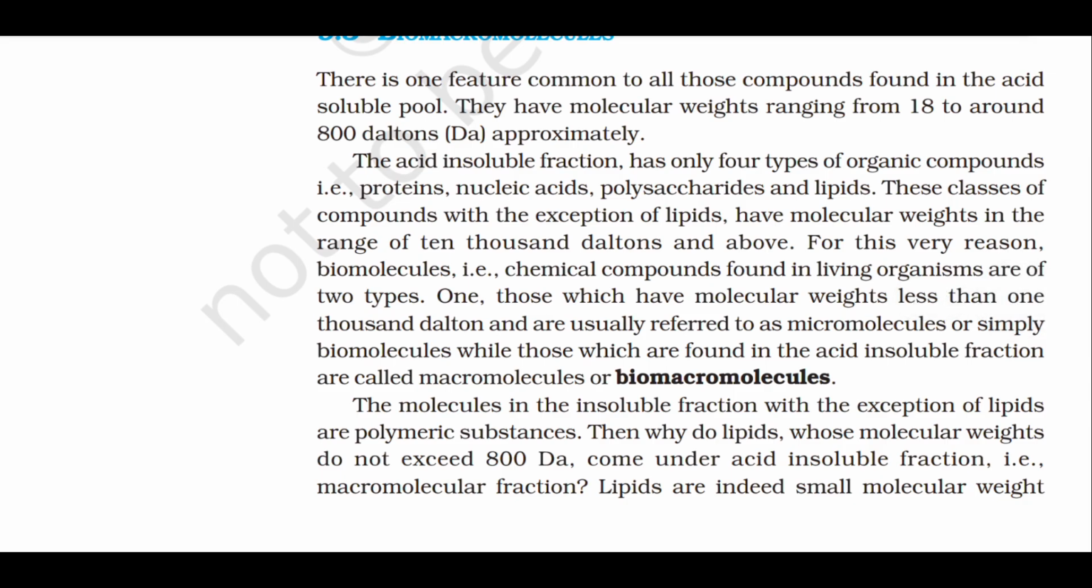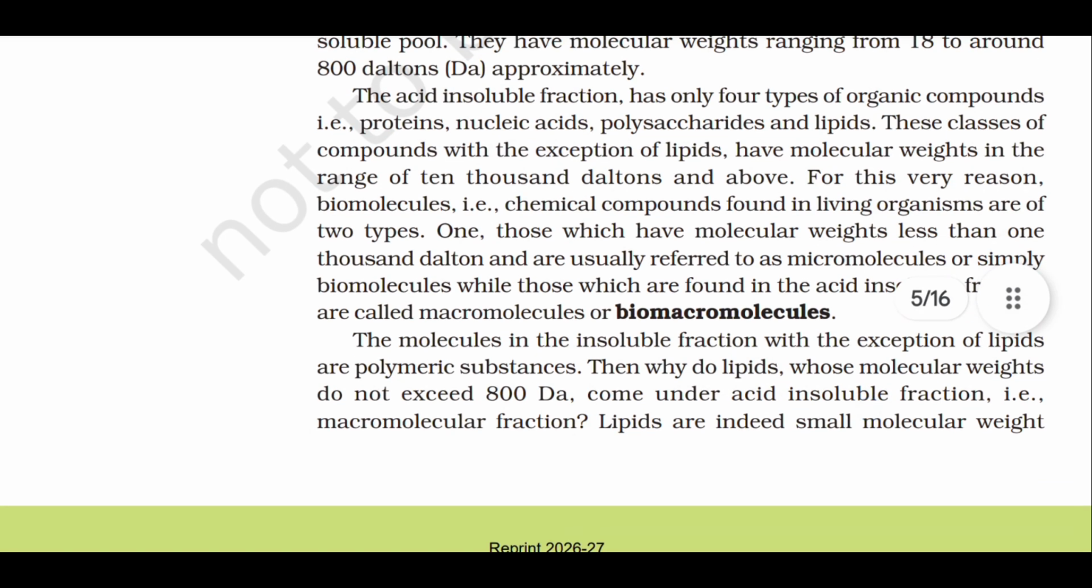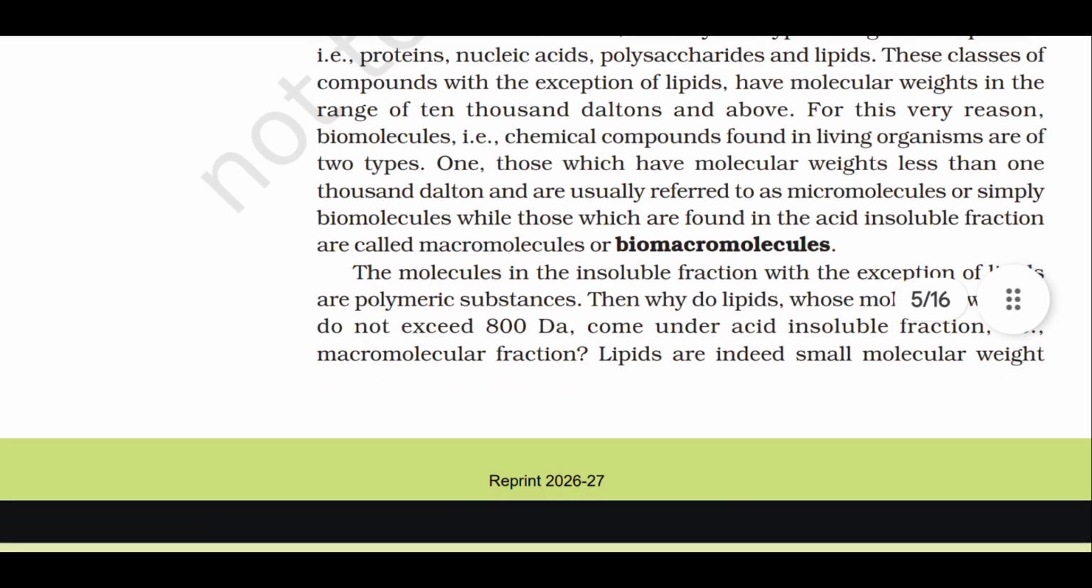For this very reason, biomolecules, that is, chemical compounds found in living organisms, are of two types. One, those which have molecular weights less than 1000 Dalton and are usually referred to as micromolecules or simply biomolecules, while those which are found in the acid-insoluble fraction are called macromolecules or biomacromolecules. The molecules in the insoluble fraction, with the exception of lipids, are polymeric substances.